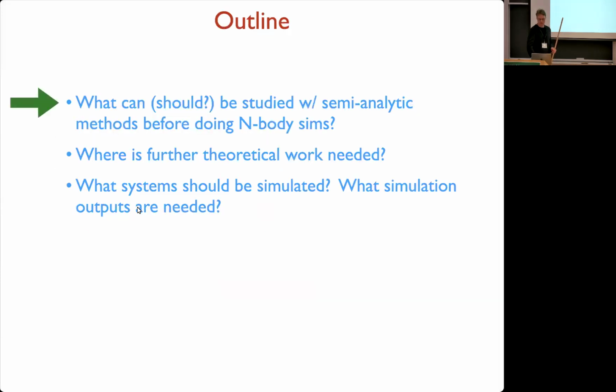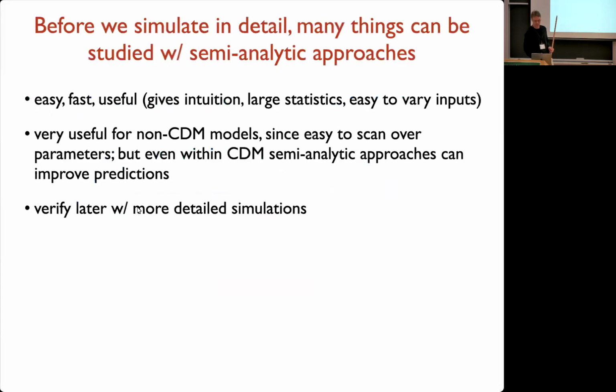So let's start with what can and should be studied with semi-analytic methods before doing n-body sims, and I'll just give some examples. First of all, before we simulate in detail, I think many things can be understood with semi-analytic methods. They are easy, they are fast, and they're useful in the sense that they give intuition. You can generate large statistics, and you can easily vary your input model parameters. So it's very useful to do that rather than running an expensive n-body sim for a particular point. It's very useful for non-CDM, as we already heard, since it's easy to scan parameters, but even within CDM, these approaches are still useful.